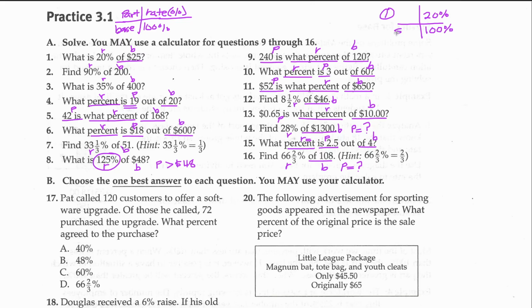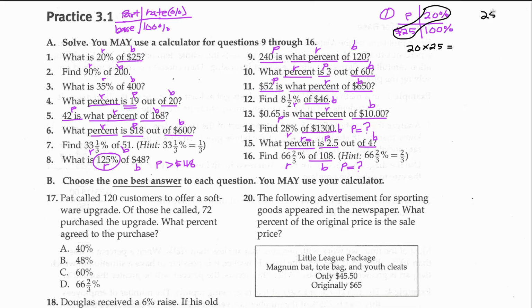And the $25, which is the base, that goes on the bottom next to the 100%, and we don't know the part. So to solve for the part, we have to multiply. We multiply the 20% times the 25. So let's do that here. 20 multiplied by 25. You get what? Okay, let's do the problem here.